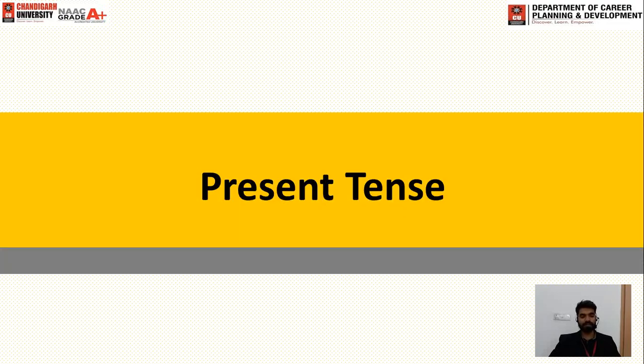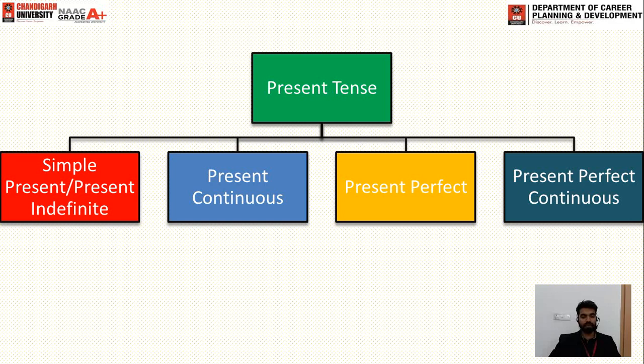So our first tense is present tense. There are four different forms of this tense. Number one is simple present or present indefinite, then present continuous, then the third one is present perfect, and the fourth one is present perfect continuous. So we have four basic forms of present tense: simple present, present continuous, present perfect, and present perfect continuous. We'll be looking at each of them one by one.